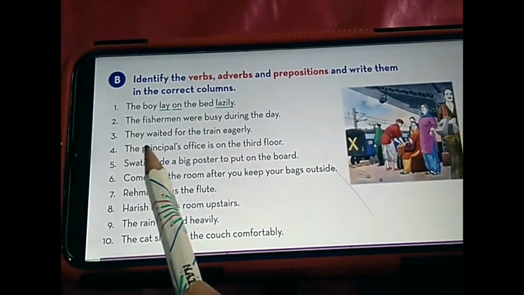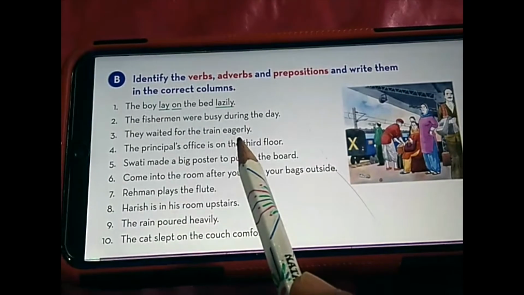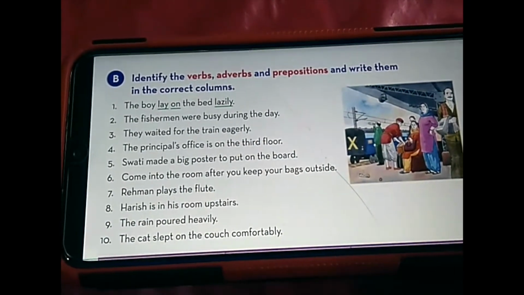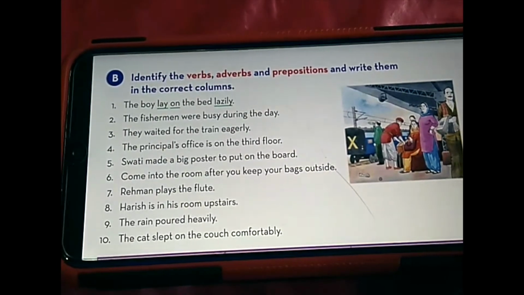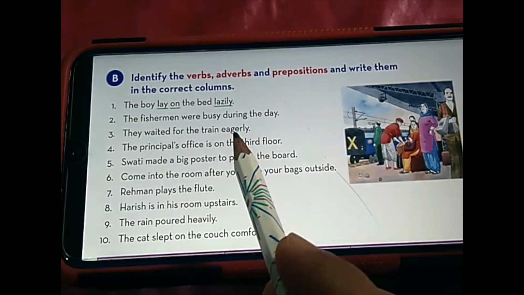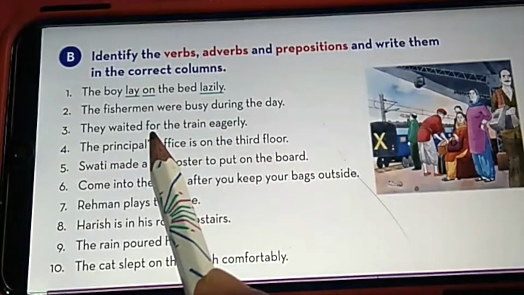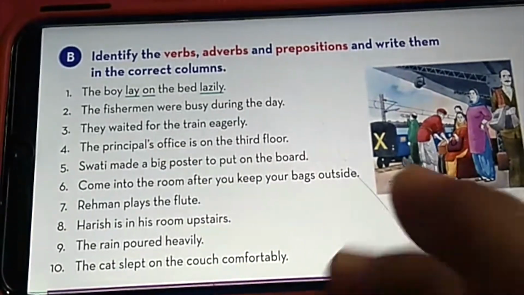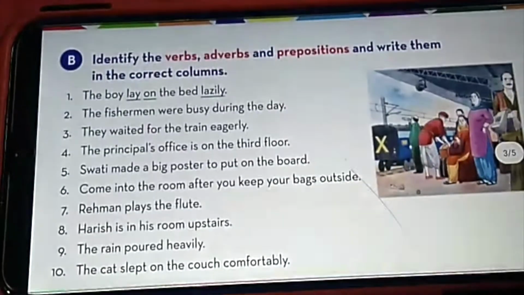Third number, they waited for the train eagerly. Now you have to find out what is the verb, what is the preposition, and what is the adverb, and write them in their columns. So waited will be the verb, eagerly will be the adverb, and for will be the preposition. You have to prepare these columns in your copy.